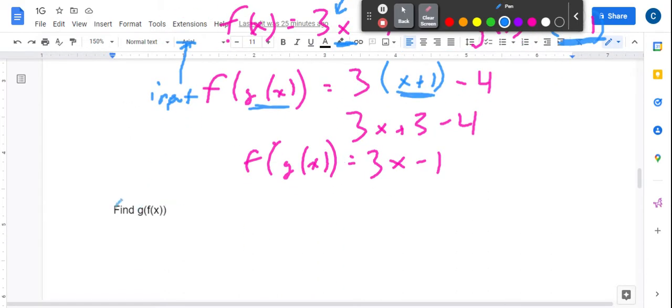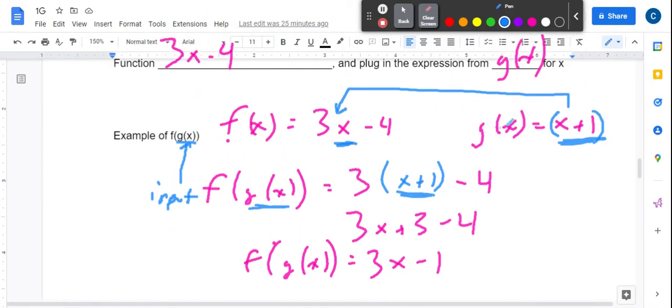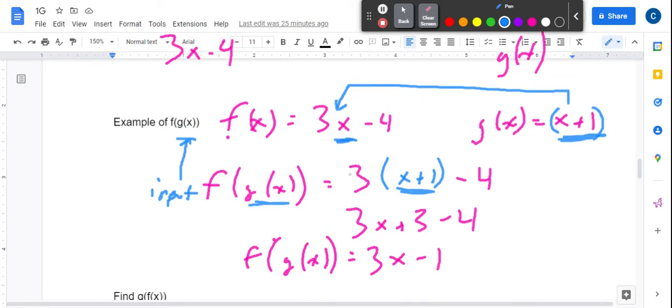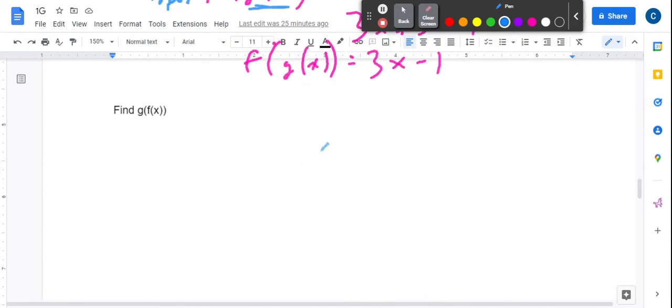So what y'all can do now is try to find g of f of x. Okay? So g of f of x, now we're going to take g and we're going to plug in our f, 3x minus 4, in for the x over there. Okay? Pause the video, try that out while I go to the next rule real quick.